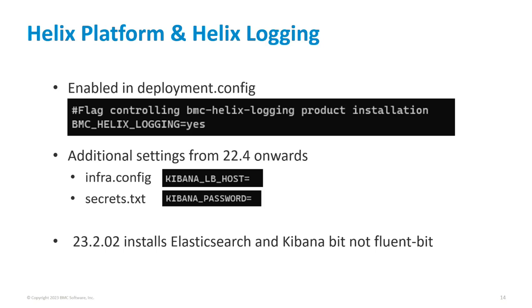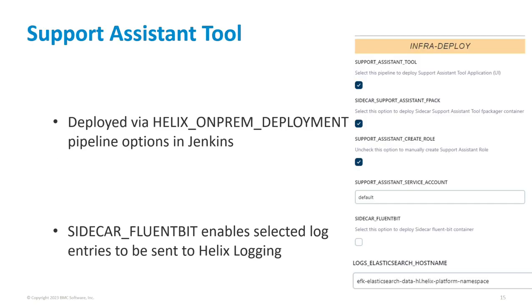In the 23.2.02 platform release, by setting the BMC Helix logging flag to yes, you will deploy the Elasticsearch and Kibana components for use by ITSM, but you won't get the Fluent-bit section at the moment. So on the support assistant tool, the installation options there are done through the Helix on-prem deployment pipeline in Jenkins. The majority of the options relate to the support assistant tool, and then there's also the option to enable the sidecar, the Fluent-bit sidecar for Helix logging.